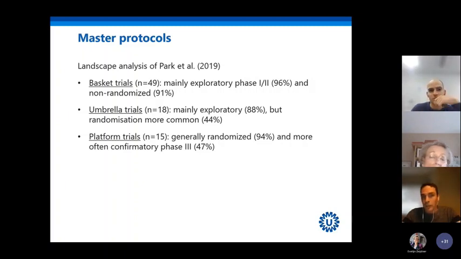Umbrella trials and platform trials were slightly less common. Umbrella trials were also mainly exploratory like the basket trials, but they did more often involve a control arm and randomization. And I think the number of platform trials at that time was still quite small, but increased quite a lot during the COVID pandemic. Typically the platform trials were randomized studies involving multiple arms, and indeed were mainly used in a confirmatory phase 3 setting.